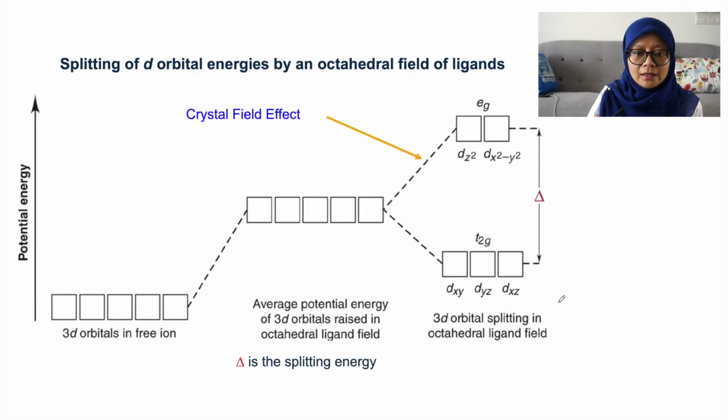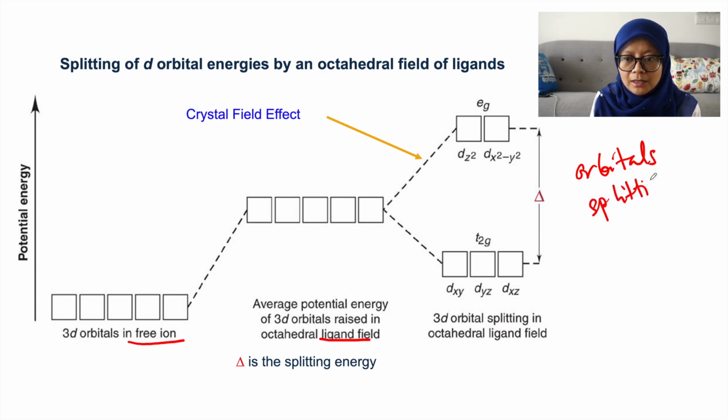So this is what happens when you have an octahedral field of ligands. Here we have the d orbitals in the free ion. And then the average potential energy of the 3d orbitals is raised in the octahedral ligand field. So this is the free ion, and this is where we complex the metal with the ligand. The interaction between metal and ligand gives what we call the crystal field effect, where we have the orbital splitting.